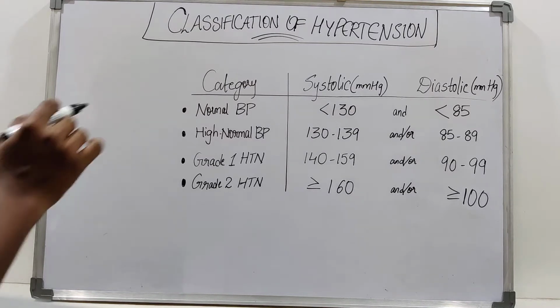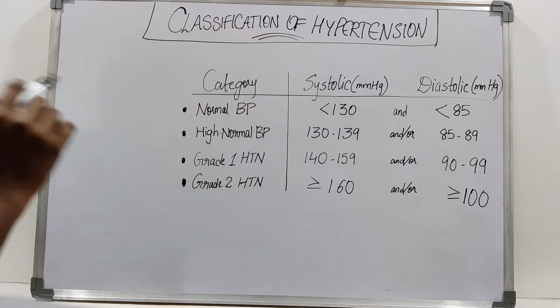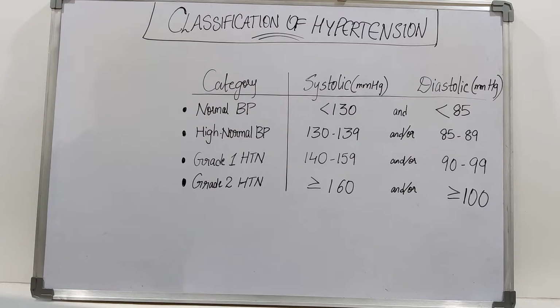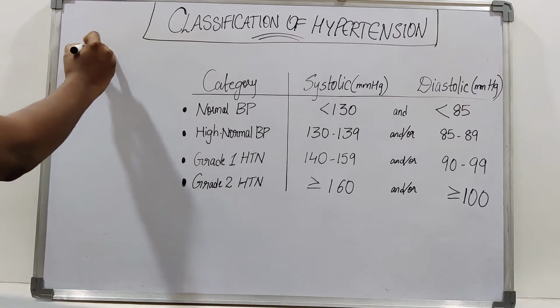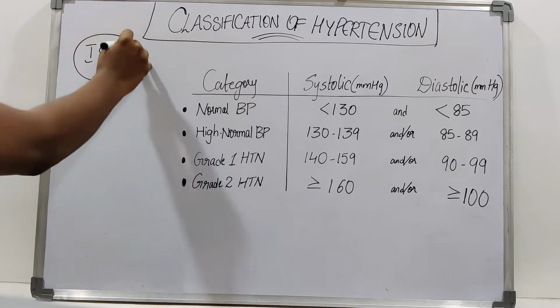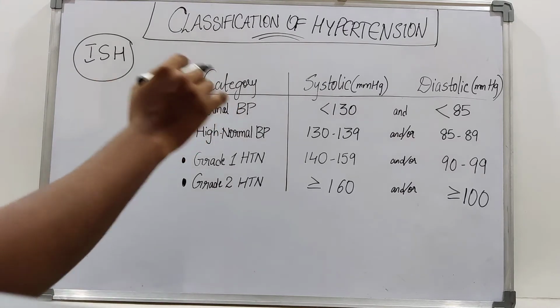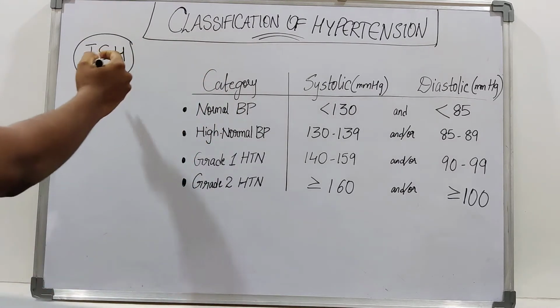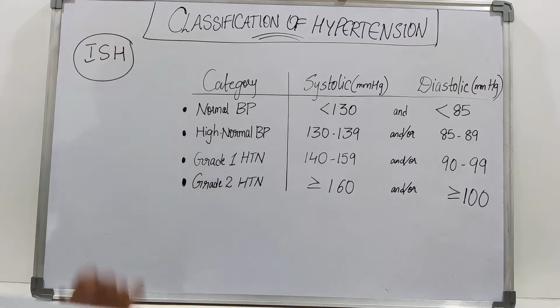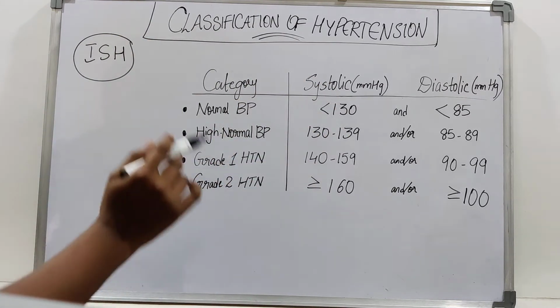Everyone, this is a classification of hypertension based on the blood pressure values of patients. This is a newer guideline published in 2020, the ISH, International Society of Hypertension Guidelines. They have changed the normal and abnormal values in their recent guidelines. So this is the newest data presented in the International Society of Hypertension Guidelines. These are the different ranges of blood pressures that they have given.